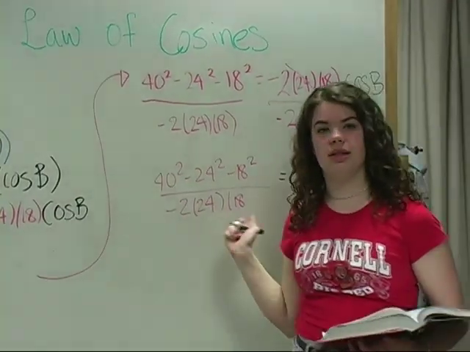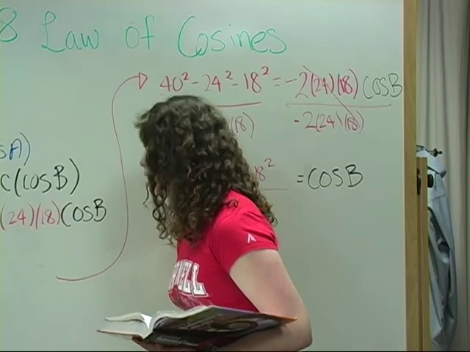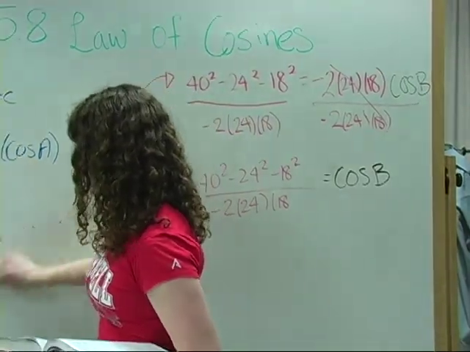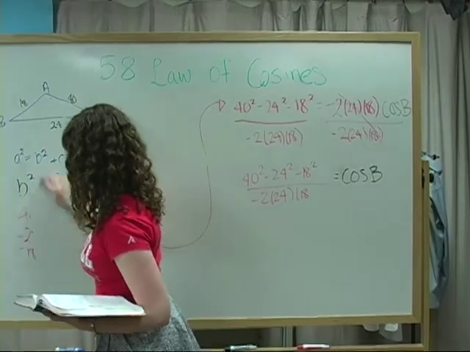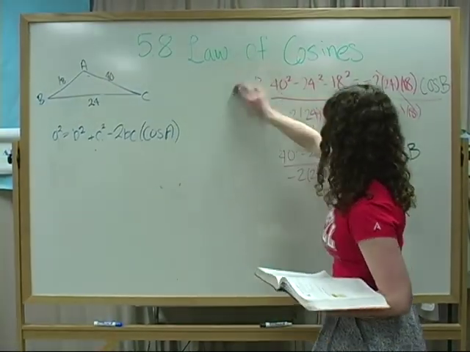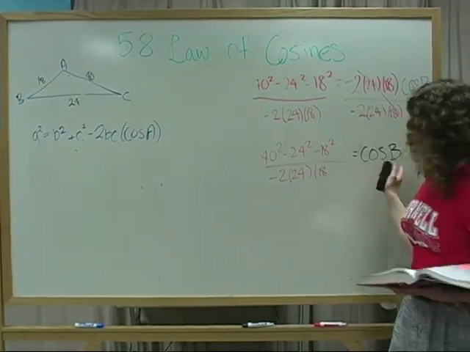And that is how we isolated the cosine of b. Now I'm going to go ahead and erase this part of the problem so I have more room to write, and show you how to take this and get your answer for b.